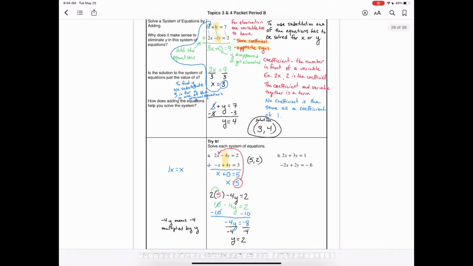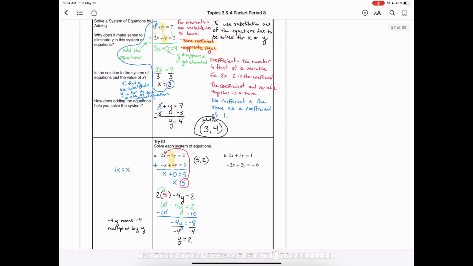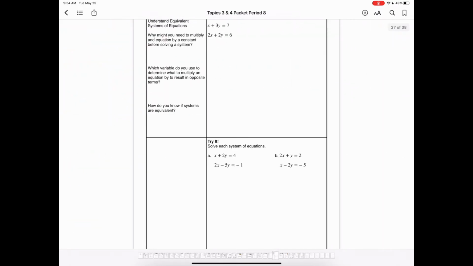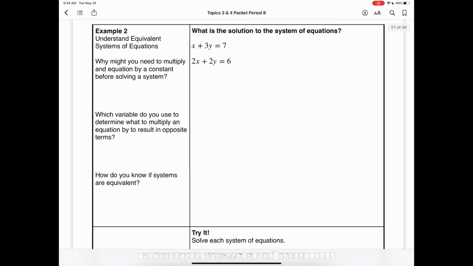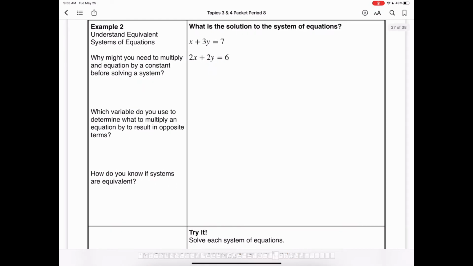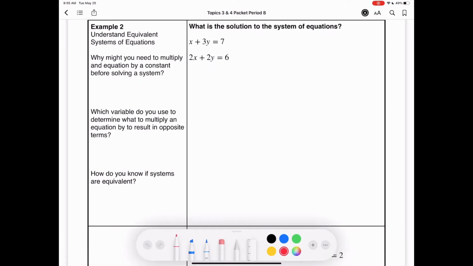It sucks being sick. So, last class we talked about using the elimination method when we add two equations together to eliminate one of the variables. This time we're going to look at when we have a system of equations, we want to use elimination, but neither of the variables have the same coefficient and opposite signs.